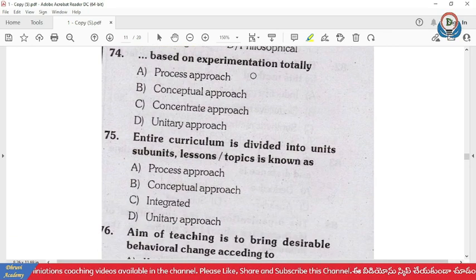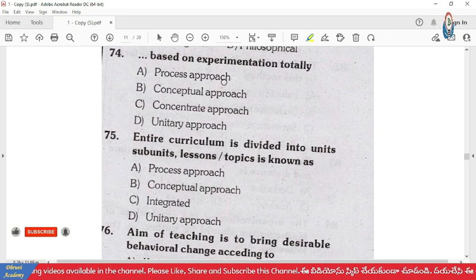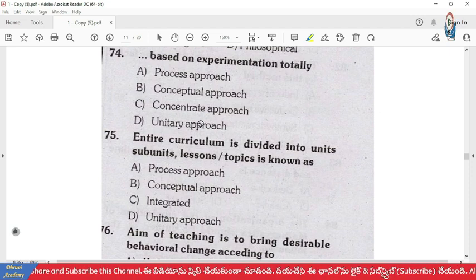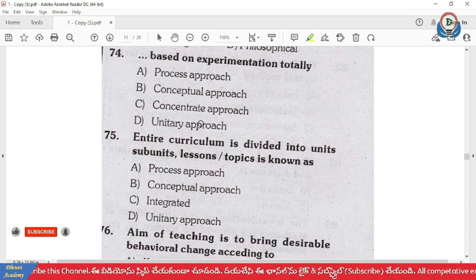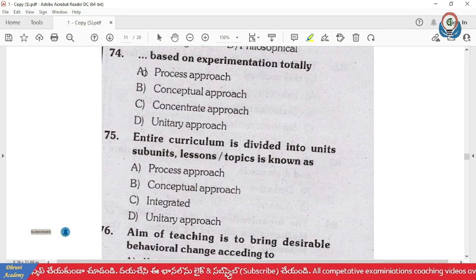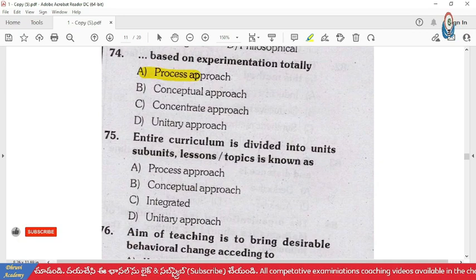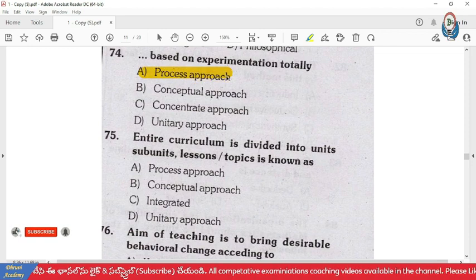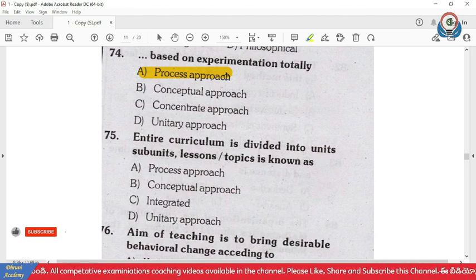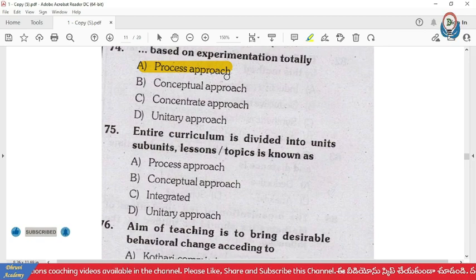Dash based on experimentation totally. A. Process approach. B. It's a conceptual approach, or C. It's a concentric approach. D. It's a unitary approach. Which is the right answer? Its answer is based on experimentation totally. It's a process approach is the right answer. Process approach is nothing but a method of thinking, applying, understanding. This all comes under a process approach.